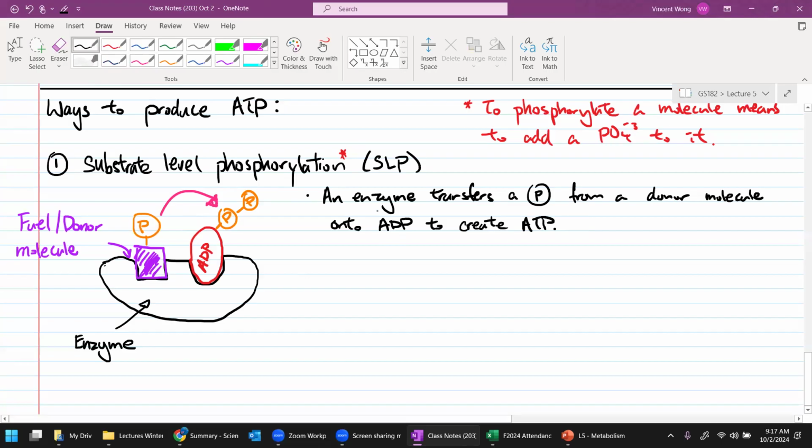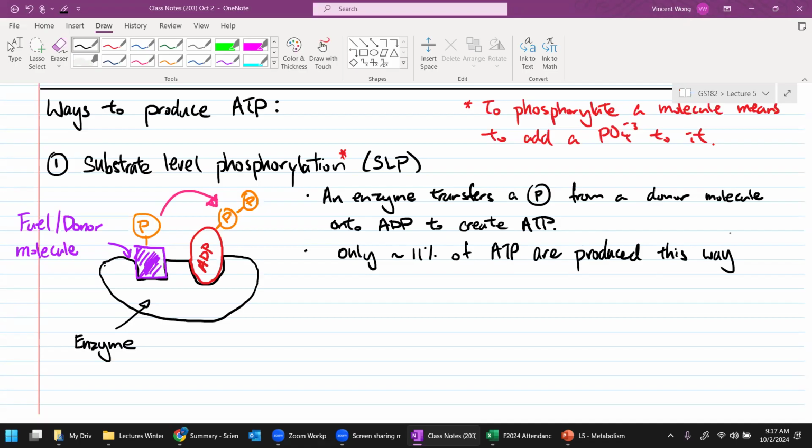Now, this is not a popular method, okay? Only about 11% of ATPs are produced this way. 4 out of the 36 are produced this way. Okay? So very little. Nevertheless, it's better than nothing. Okay?